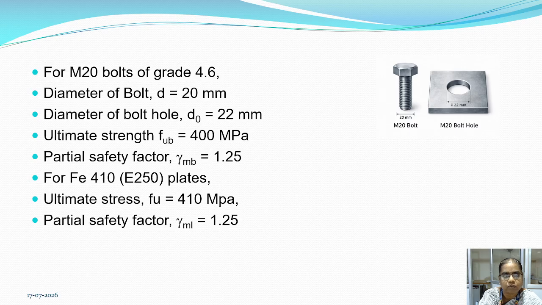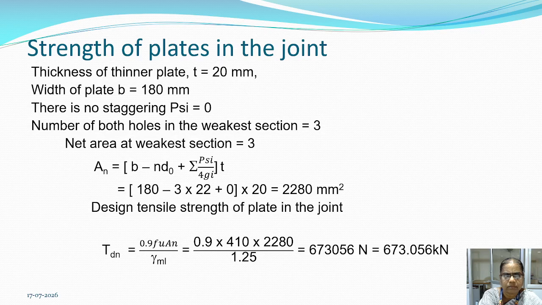Ultimate strength fub equals 400 megapascal, partial safety factor gamma mb equals 1.25, ultimate stress fu equals 410 megapascal. Now we are going to find the strength of the plate in the joint. What is the meaning of efficiency of joint? Strength of joint divided by the design strength of plate.